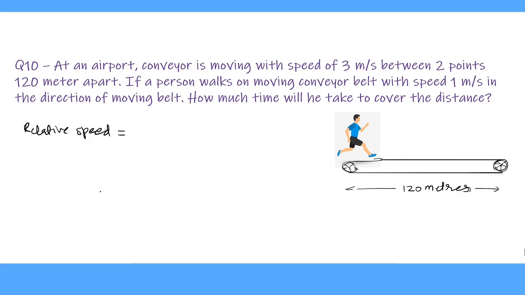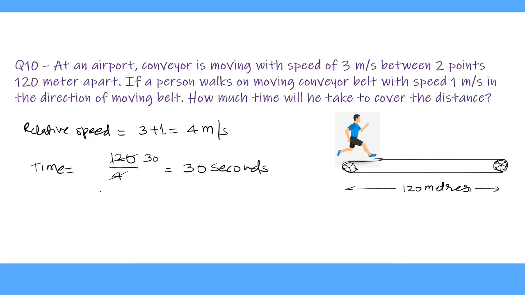So we get the relative speed equal to 3 meters plus 1 meter, which is equal to 4 meters per second. Now we have been asked the time. So time is distance upon speed. So time equal to, distance is 120 meters and speed is 4 meters per second. So 120 divided by 4 is equal to 30, that is 30 seconds. So the man will be reaching the point where the conveyor ends in 30 seconds.